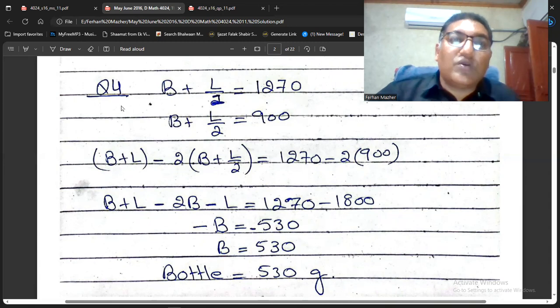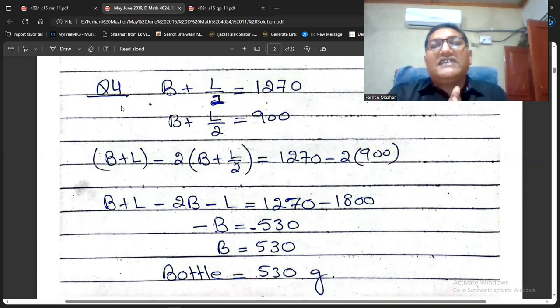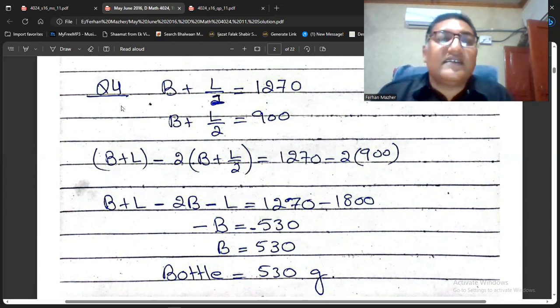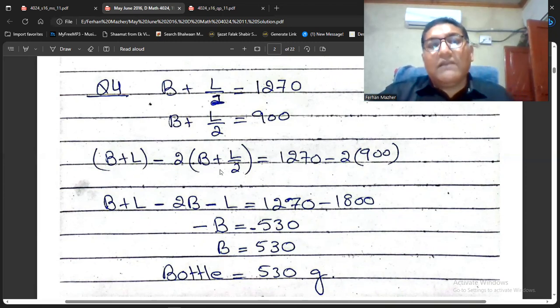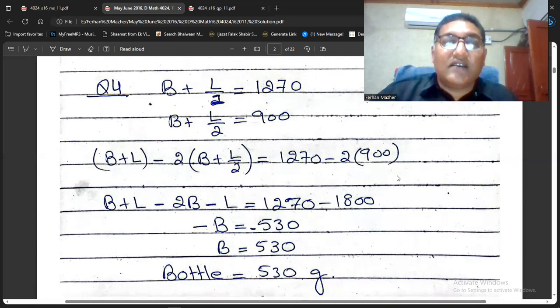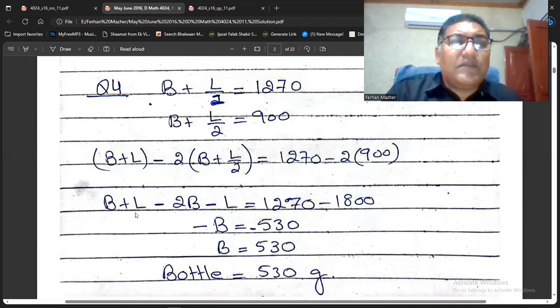Now you have these two equations. You can solve them simultaneously. So what I'm going to do, I'm going to multiply the second equation by 2, and I'm going to subtract it from the first equation. So that's why I've written here B plus L minus 2 bracket start B plus L by 2 bracket close equals 1,270 minus 2 into 900. So this will become B plus L minus 2B minus L when this 2 multiplies with both of them. So you will have minus B plus 2L equals 1,270 minus 1,800.